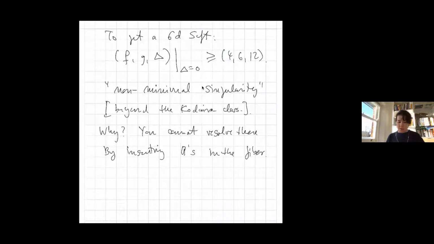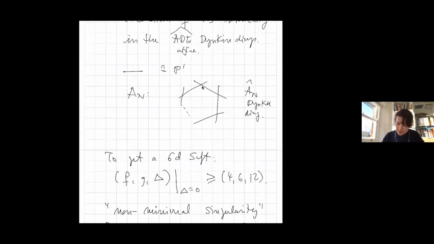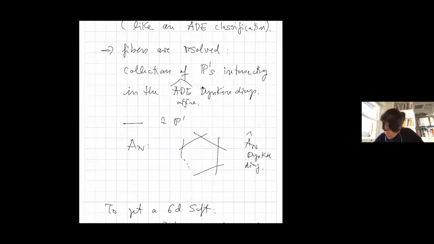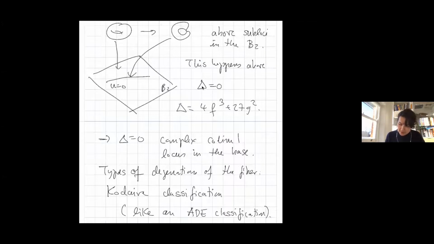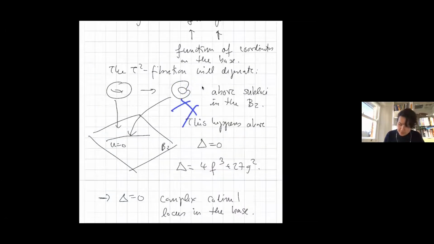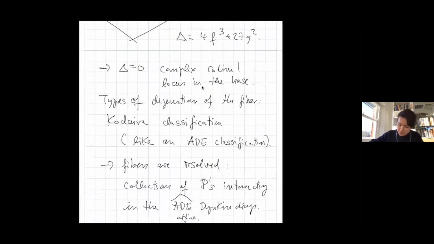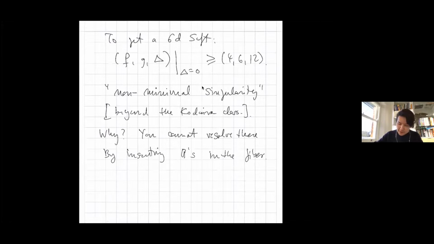For these standard Kodaira situations, to resolve them you put in collections of P1s, and above the locus where the fiber was singular, you replace it by, for example, some affine ADE Dynkin diagram, which is given by intersections of spheres. So you get a bouquet of spheres that sits above u equals 0 here. But you can't do this if the fibration is non-minimal.